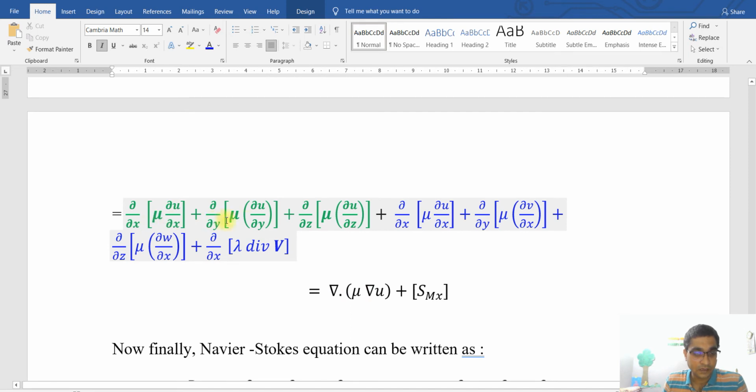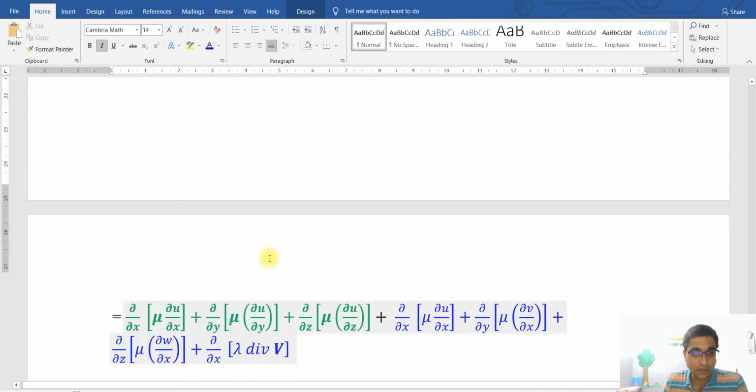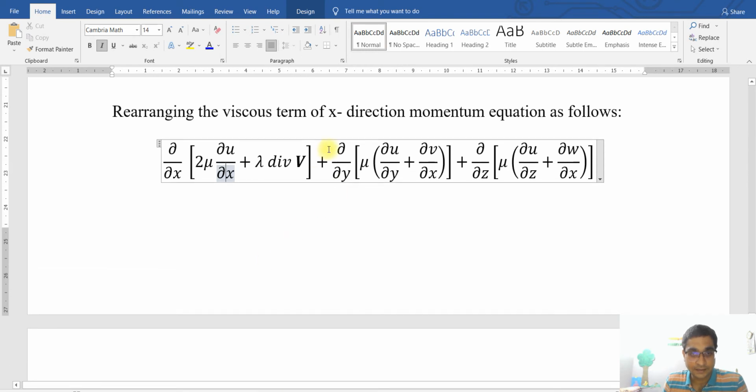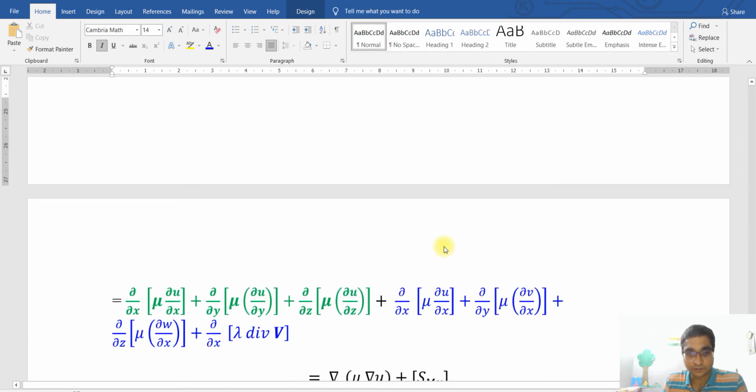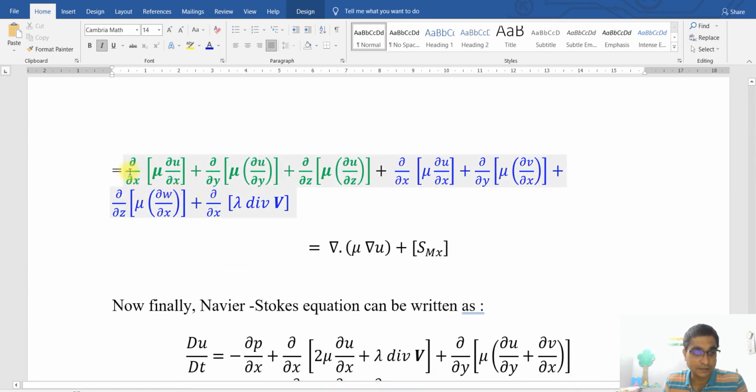Now del y of mu del u over del y, how can you write it? This is actually this term. So I wrote it. And similarly del z of mu del u over del z, you can write like that. So these are the green part.